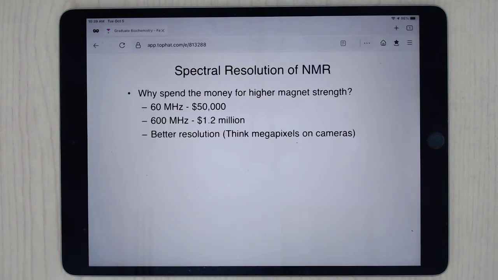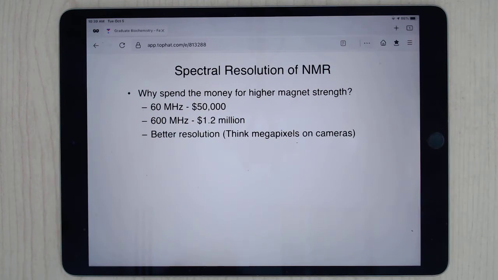Now, a typical machine is usually measured in magnetic field strength, and it's typically given in megahertz. So the higher the megahertz, the stronger the magnet. If you get the 60 megahertz one we have in the organic chemistry lab, it runs in that $50,000 to $75,000 range.